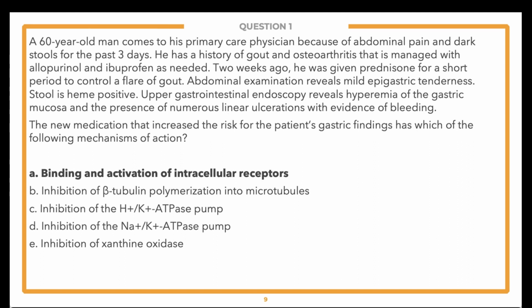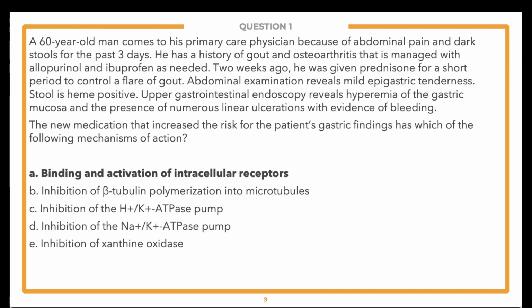So going from the bottom, inhibition of xanthine oxidase describes the mechanism of action of allopurinol, which is a medication used to treat gout. Allopurinol reduces the body's production of uric acid, and side effects include drug rashes, which are not seen here.